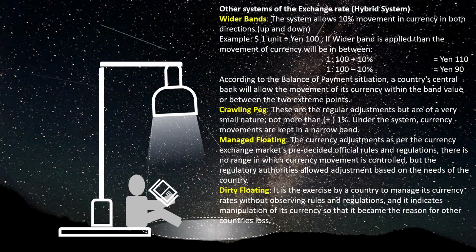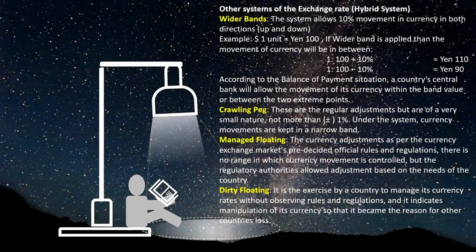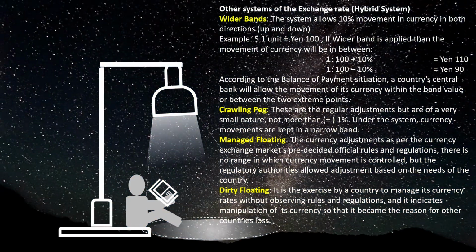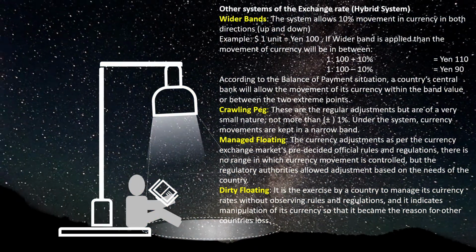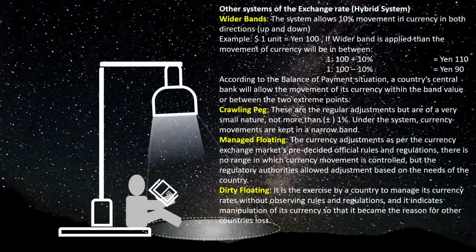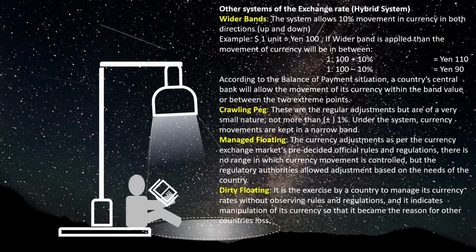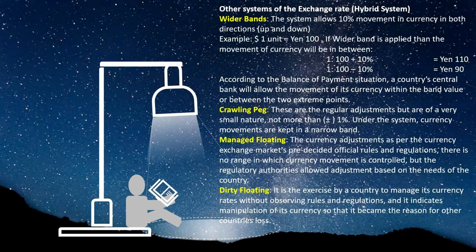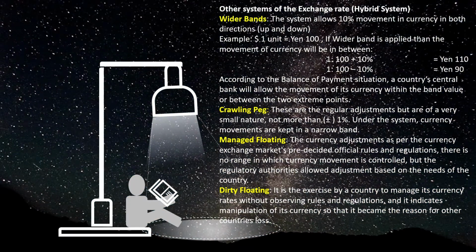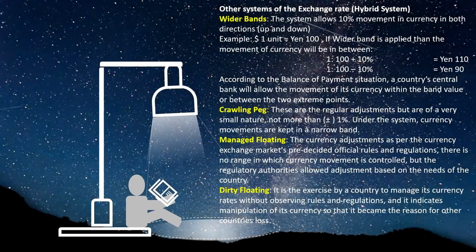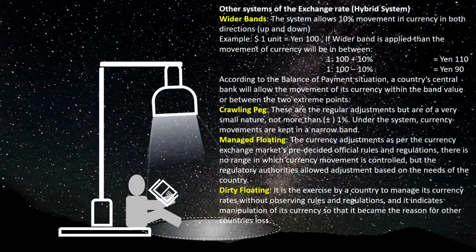2. Crawling peg. These are regular adjustments but are of a very small nature, not more than plus or minus 1%. Under the system, currency movements are kept in a narrow band. 3. Managed floating. The currency adjusts as per the currency exchange market's pre-decided official rules and regulations. There is no range in which currency movement is controlled, but the regulatory authorities allow adjustment based on the needs of the country.